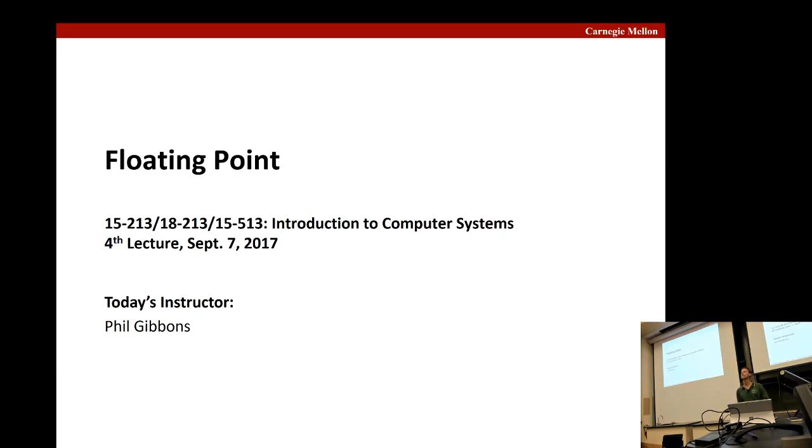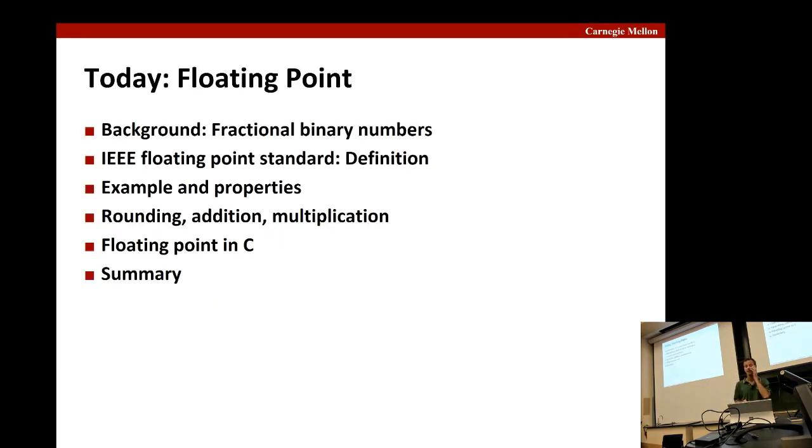Today we're going to talk about floating point. In particular, we're going to talk about fractional binary numbers, then the IEEE floating point standard, which is sort of the standard that everyone has settled on. Some examples of properties, rounding, addition, multiplication, and then we'll look at what's done in C.